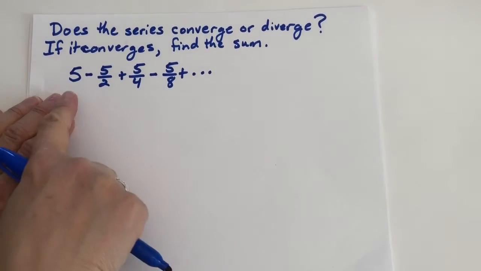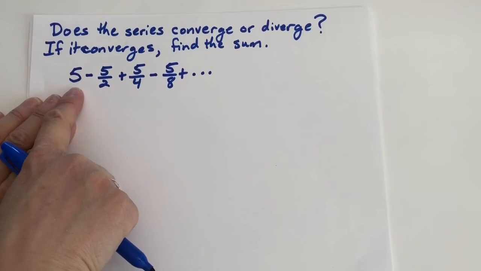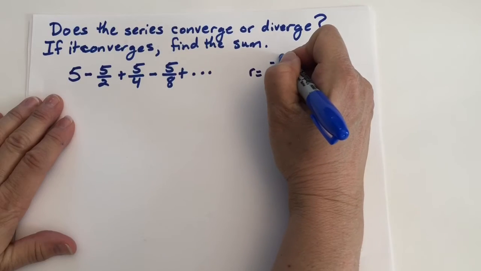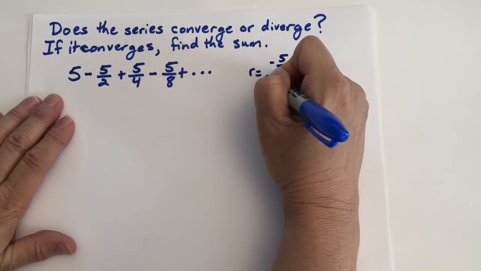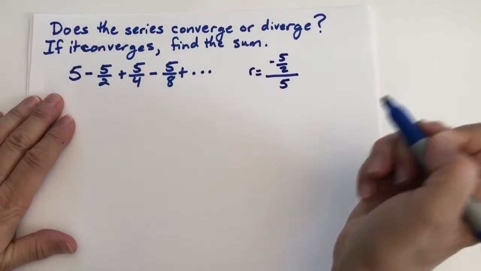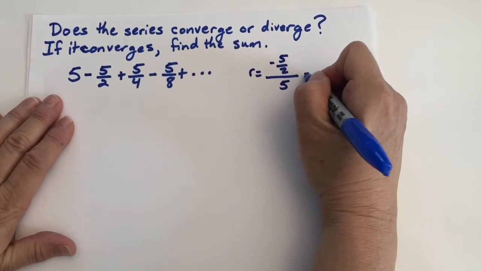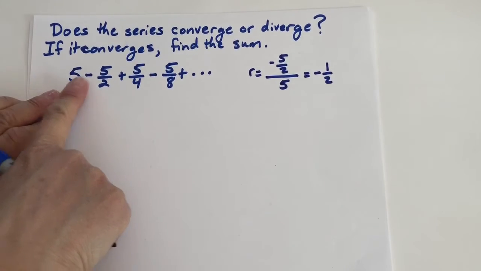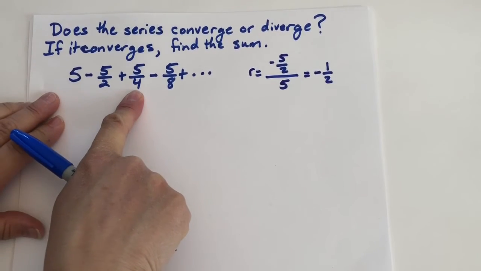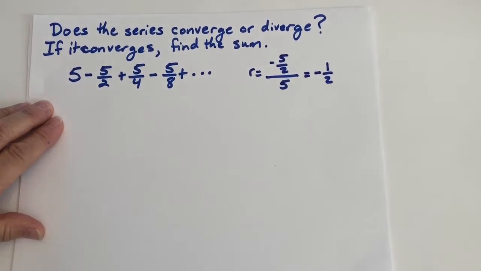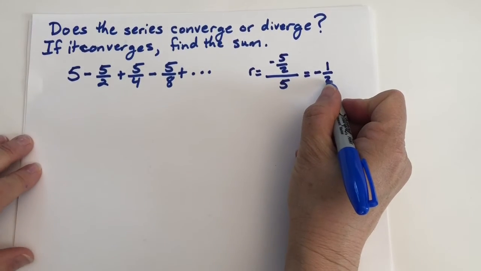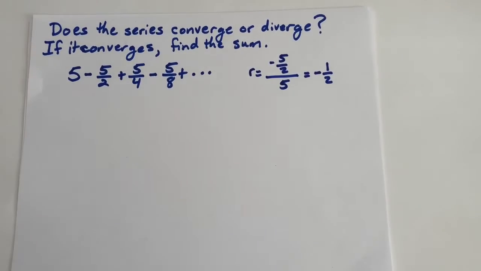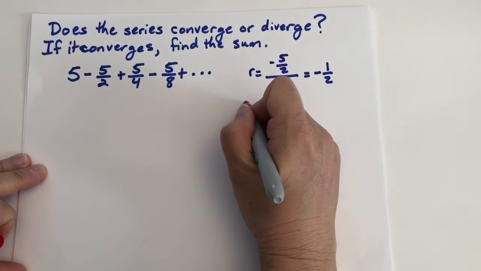And notice if we take one term and divide by the previous term, you'll find that r equals, I'll just do the division, -5/2 divided by 5. The arithmetic tells you that you would have -1/2. And you can confirm, multiply by -1/2, multiply by -1/2, multiply by -1/2. Now, -1/2 lies between -1 and 1. So that means this series does converge.